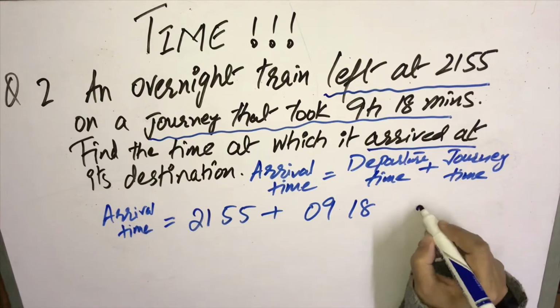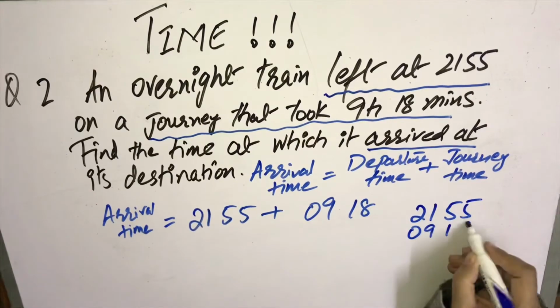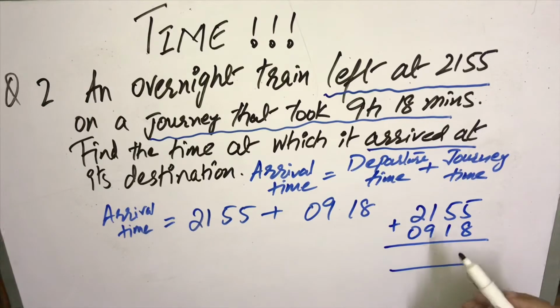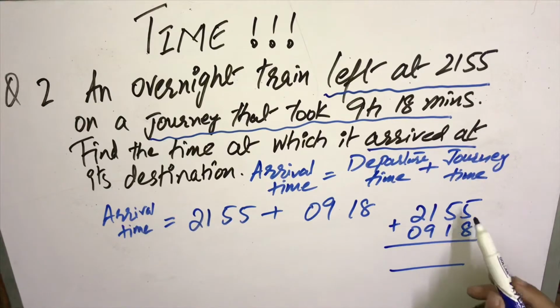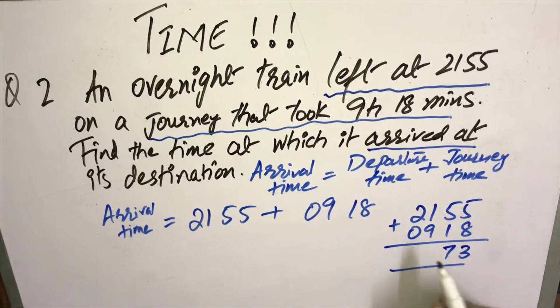So when I add them, I shall add 0918 into 21:15. I shall add minutes in minutes and hours in hours. When you add minutes in minutes, you see 8 and 5, 13, 5, 1, 6 and 1, 7. There are no 73 minutes. We have a maximum of 60 minutes. We shall handle it later.